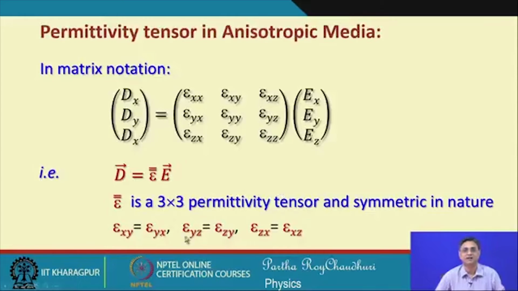That means that epsilon xy will be equal to epsilon yx, epsilon yz will be equal to epsilon zy and so on, that is epsilon zx will be equal to epsilon xz. So, they are symmetric in nature. This component will be equal to this component, this one will be equal to this one, and this one will be equal to this one, and we will find a lot of interesting applications using this particular property.